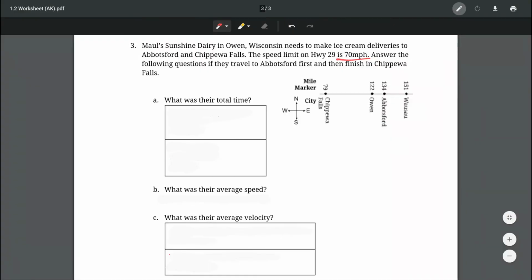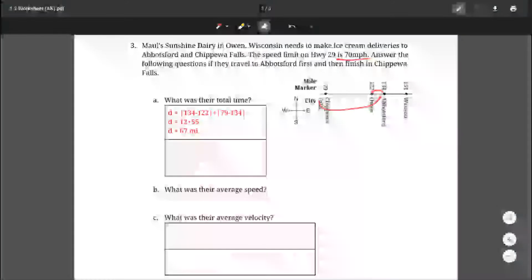And then we're going to see, well, how much distance did they travel when they went from Owen to Abbotsford and then Abbotsford to Chippewa Falls. So when they went from here to here and there to there, what was their total distance? And if we use this speed and this distance, then we'll be able to calculate the time. So the distance we can find first. The distance is just each part of their trip. We'll take the absolute value of those parts and see that they traveled a total of 67 miles.